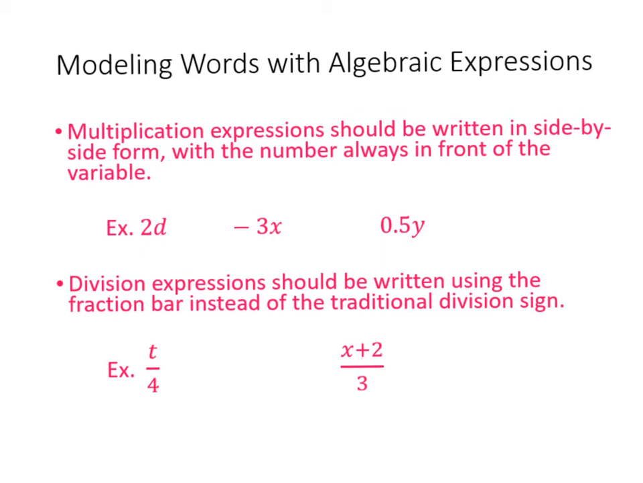In this lesson, you'll be learning about modeling words with algebraic expressions. First, there's a couple things you have to go through just to make sure we're all on the same page with the different forms we have to use. Multiplication expressions should always be written in side-by-side form with the number always in front of the variable. And some examples of that are 2d, indicating 2 times d, negative 3x, and 0.5y.